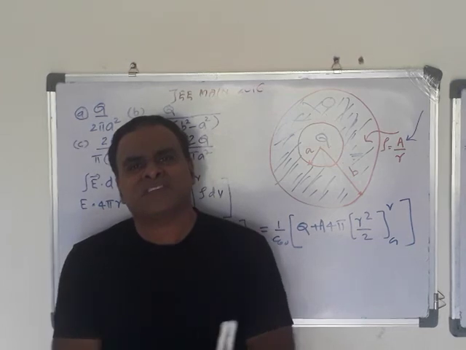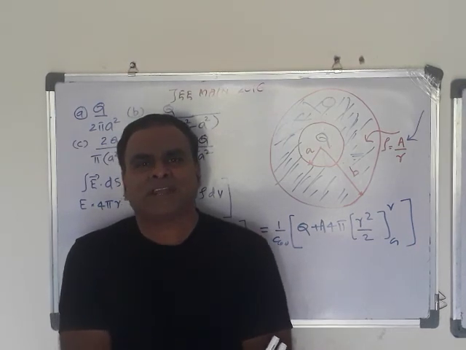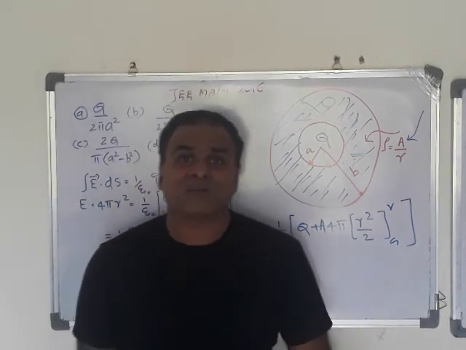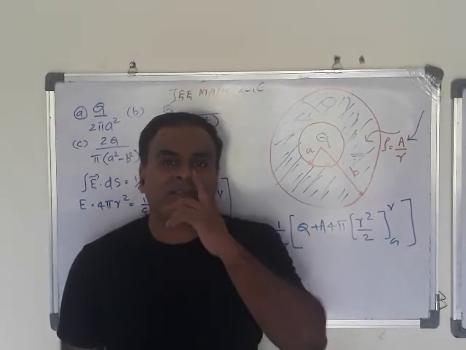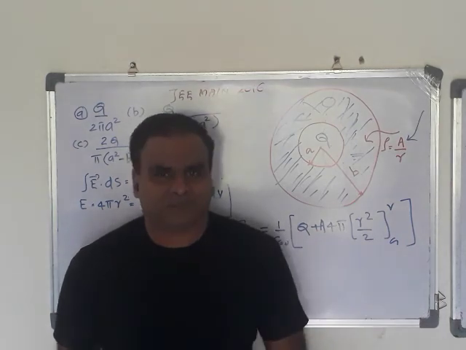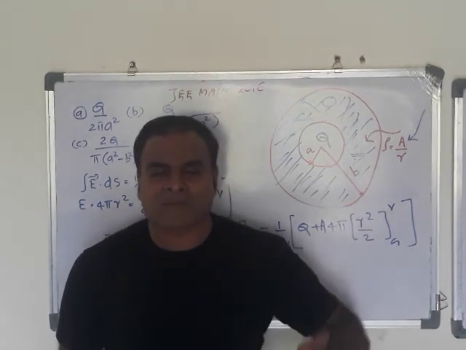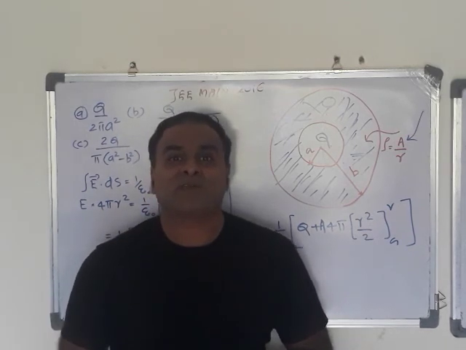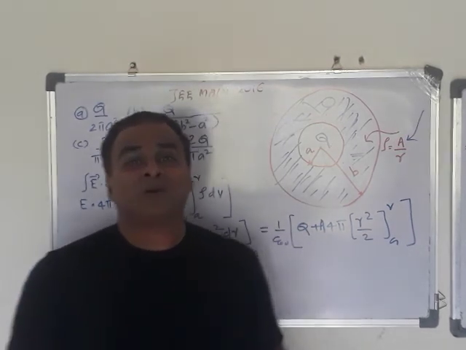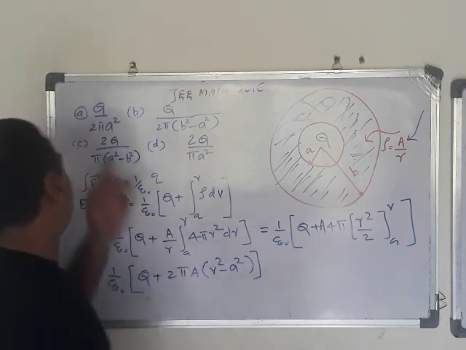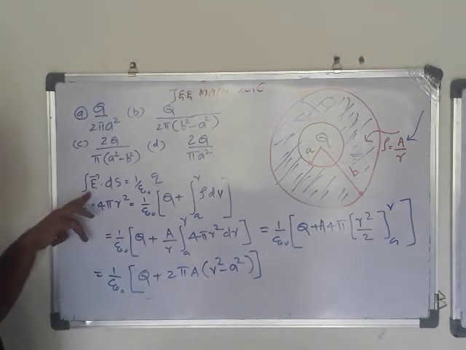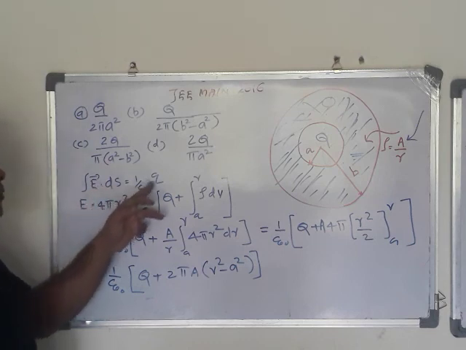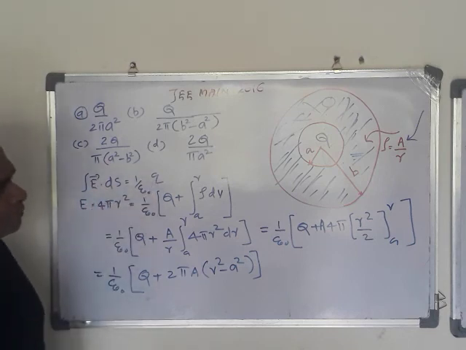Gauss's theorem states that the total electric flux over a closed surface is 1 by epsilon 0 times the net charge enclosed by the surface. That is phi is equal to 1 by epsilon 0 q. In integral form, we can write it as the surface integral of E dot dA is equal to 1 by epsilon 0 times q. So we are starting from here. E dot ds, dA we have taken as ds, is 1 by epsilon 0 q.